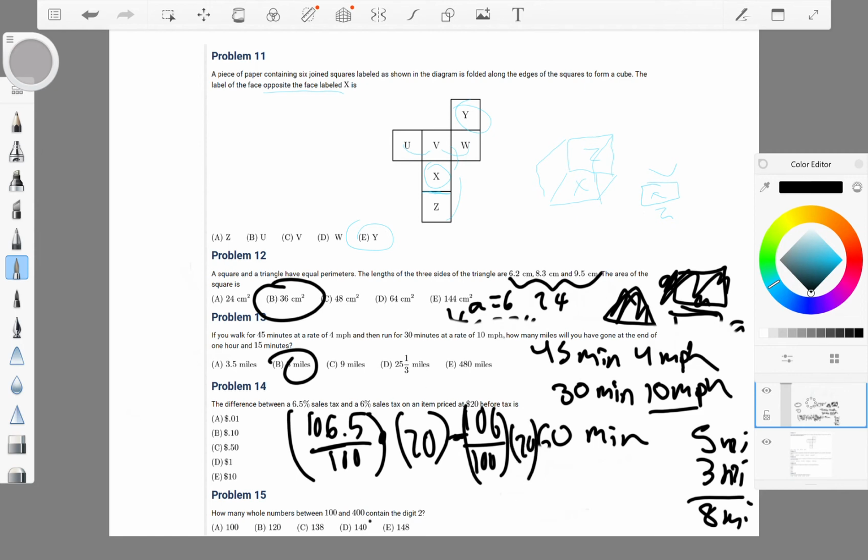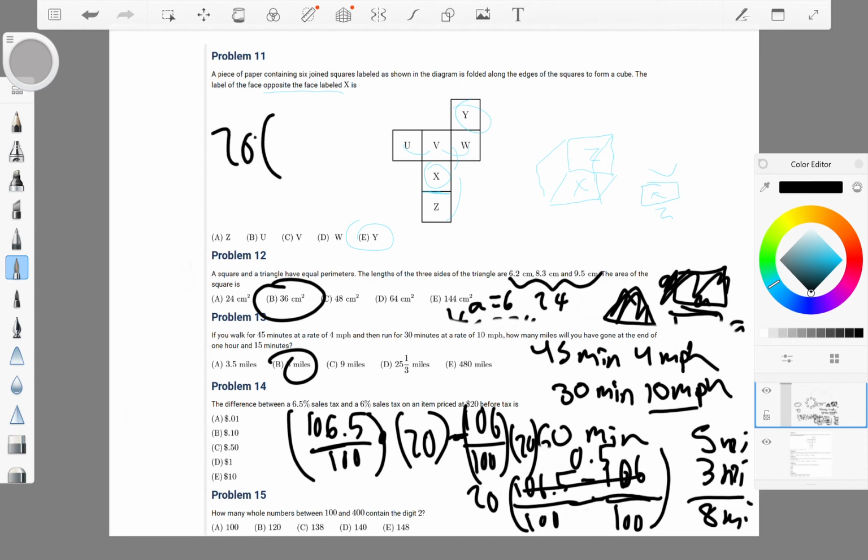So now we can factor out a 20, right? And we're gonna get 20 times 106.5 over 100 minus 106 over 100. Now what I see here is that these have a common denominator, so I can do like that. And now this top just becomes 0.5 over 100, which in other words is 1/2 over 100, or 1 over 200. So that's going to be 20 times 1/2 over 100, and that's going to be 20 times 1 over 200.